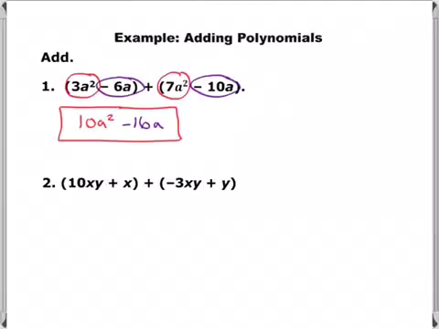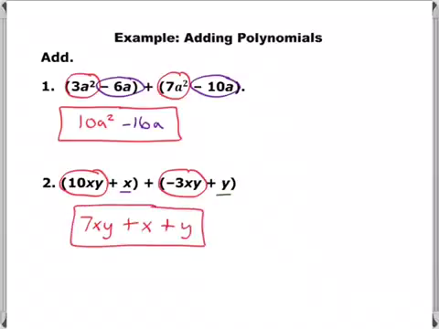We'll do the same thing in the next one. We've got 10xy plus x plus negative 3xy plus y. So right off the bat, I know that I have like terms in 10xy and negative 3xy. Combine my like terms. I've got 7xy. And then I notice that the x and the y are not like terms, so I'm just going to tack those onto the end. So plus x plus y. And so this becomes my new polynomial.